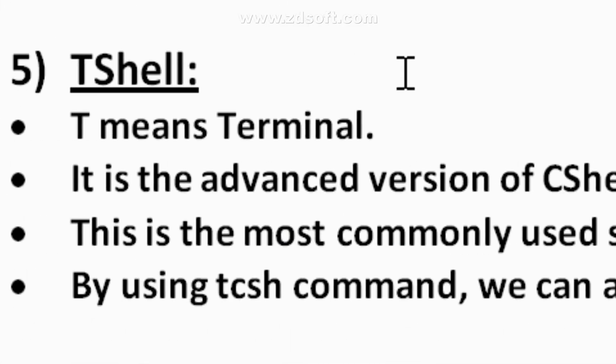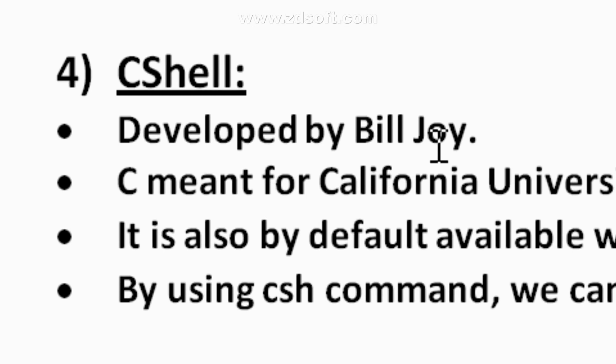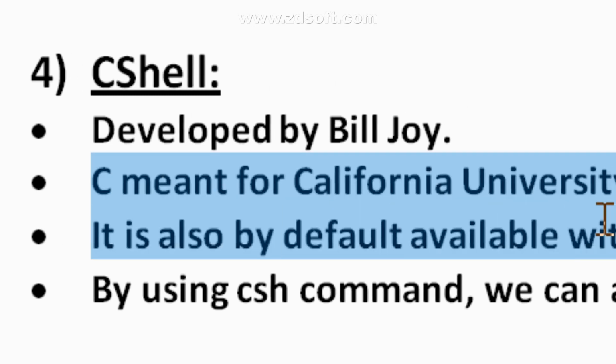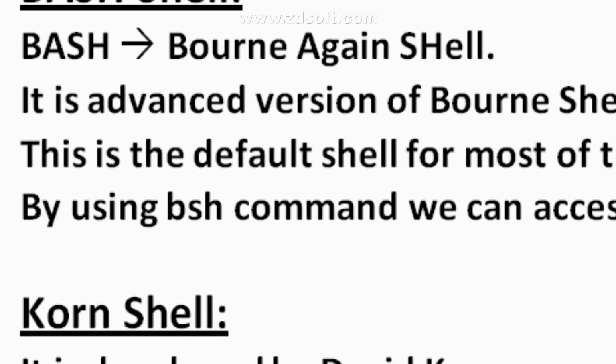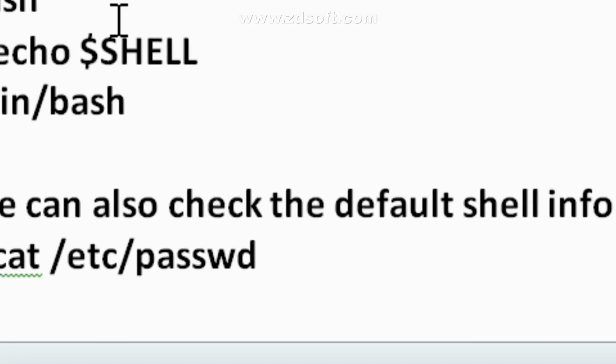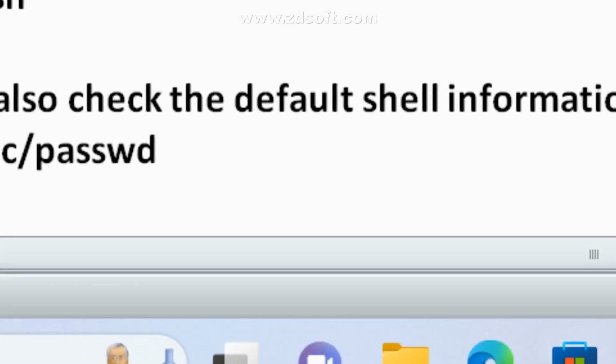See here, T shell, G shell, C shell developed by Bill Joy. C means California University. It is also available by default in Unix. I want to check which is the default one. If you want to check, this is the command: echo $0. Echo $0 means now we can check.